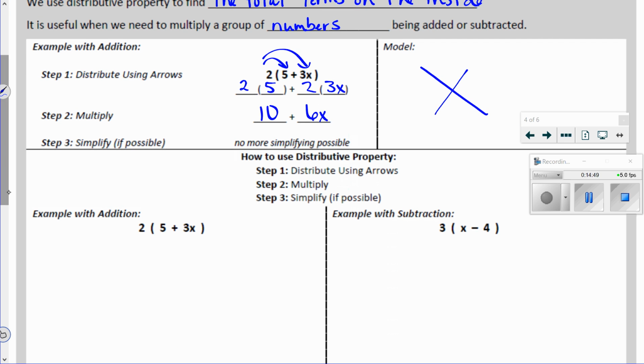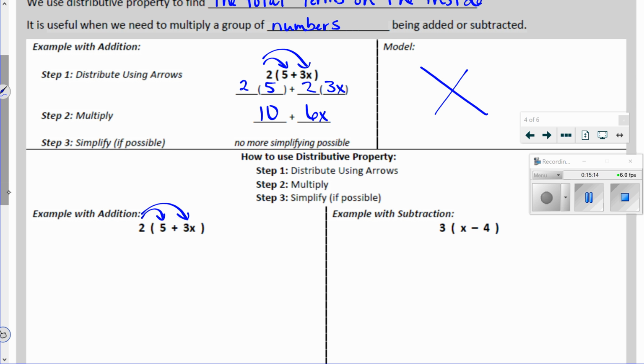So let's do, again, how to use it. One big piece of this, you can use distributive property with addition or subtraction. Either operation on the inside works. The key is I'm multiplying the number that's on the outside. So our step one, let's use our arrows. So I do the arrows to each of those inside terms. Step two is I actually do the multiplication.